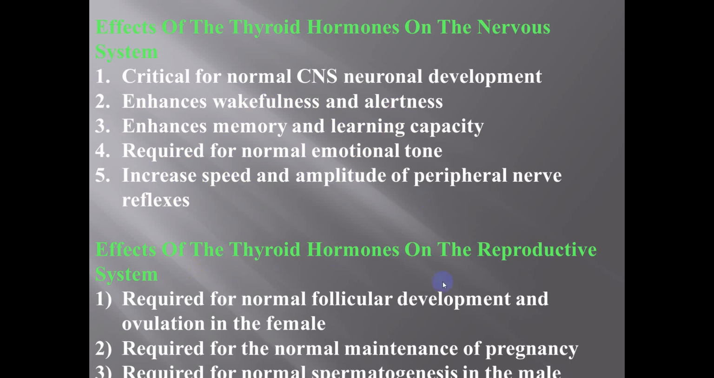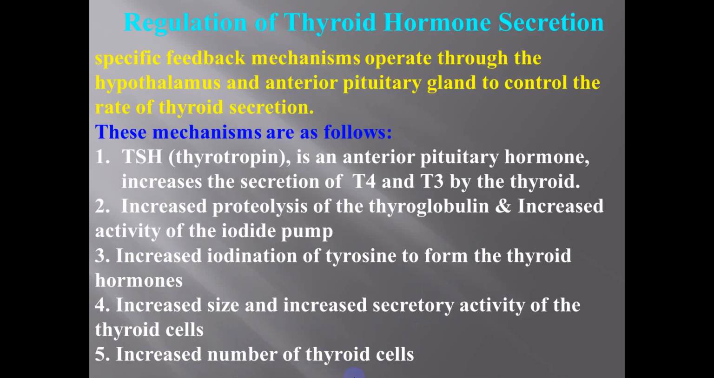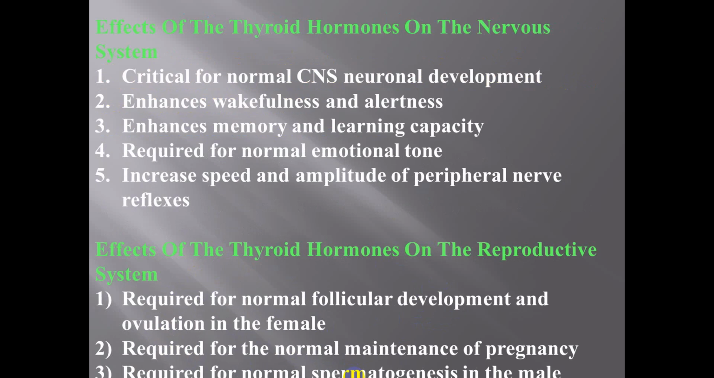Effects of thyroid hormone on reproduction: required for normal follicular development and ovulation in female, required for normal maintenance of pregnancy and for normal spermatogenesis in male. إلى هنا أعزائي الطلبة ينتهي part 1 of this lecture.